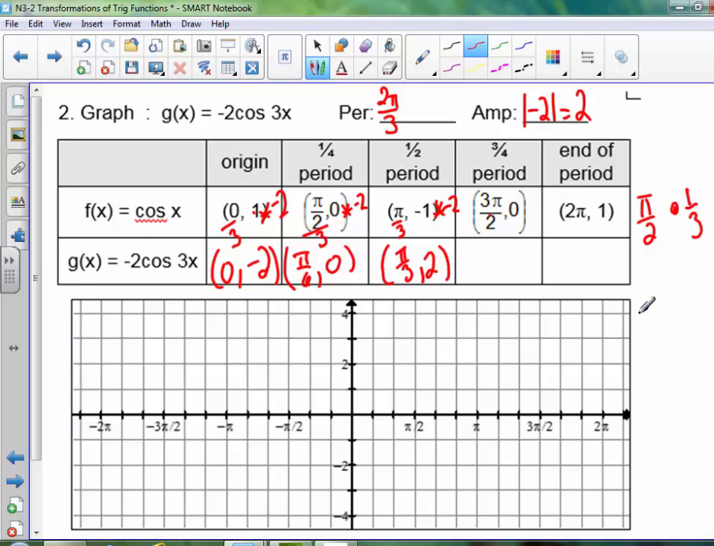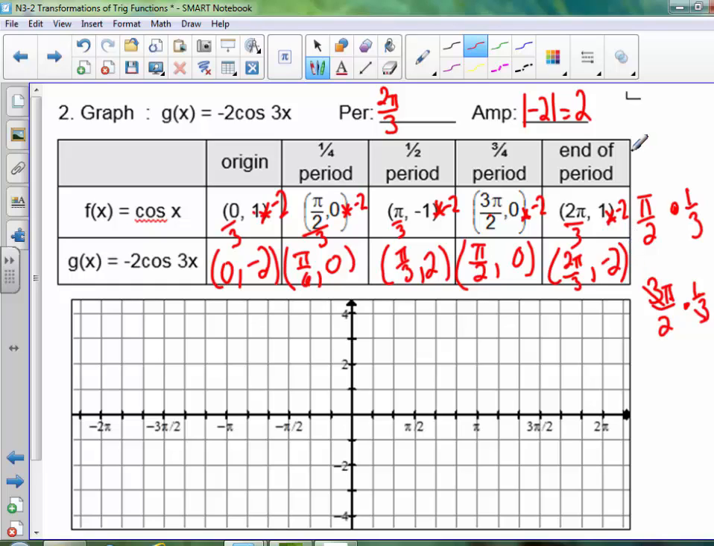3 pi over 2, I'm going to go ahead and bring that one out. 3 pi over 2 divided by 3 is the same thing as times 1/3. 3 divided by 3 is 1. Pi times 1 is pi, so that's just pi over 2. And then when we multiply times negative 2, we still get 0. Okay, and then 2 pi divided by 3 is 2 pi over 3. And 1 times negative 2 is negative 2.